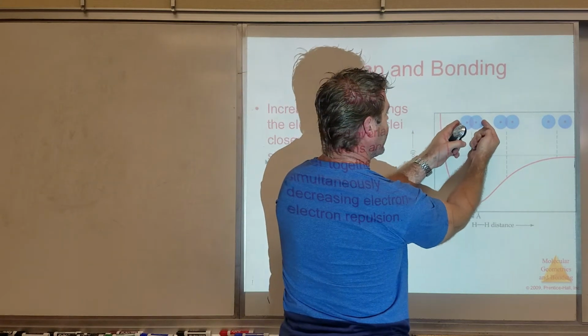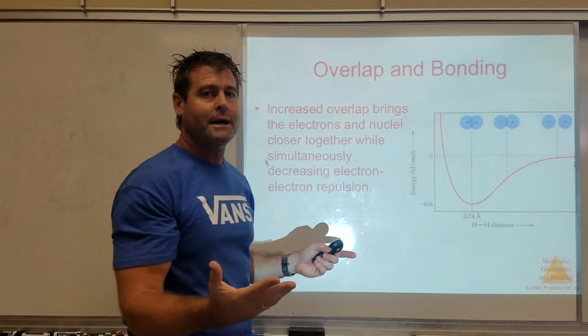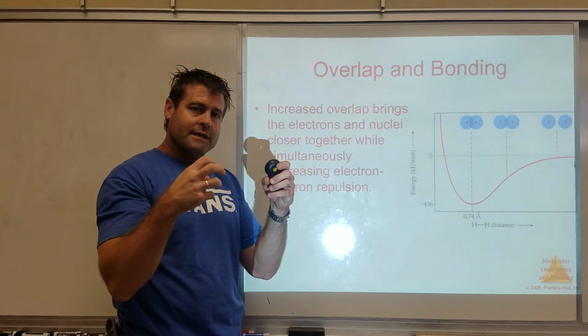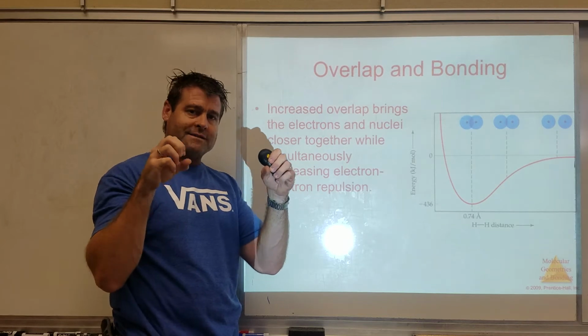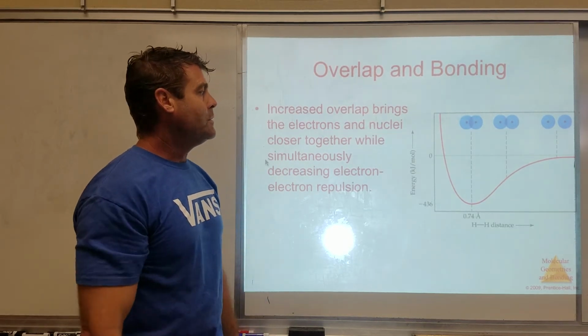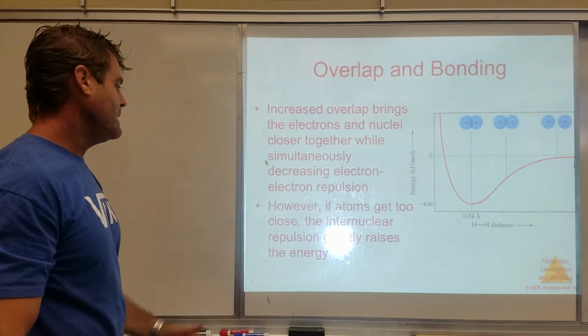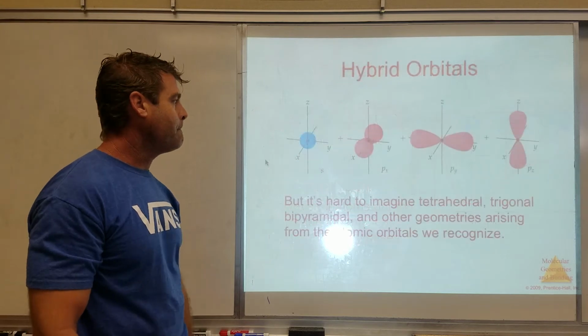And you can see if the atoms got even closer together, all of a sudden the potential energy shoots up, and you can imagine why. Atoms can only get so close together because at some point the positive nuclei from both atoms are going to begin to repel each other to a point where it's going to be unstable. And that's what this is indicating right here.